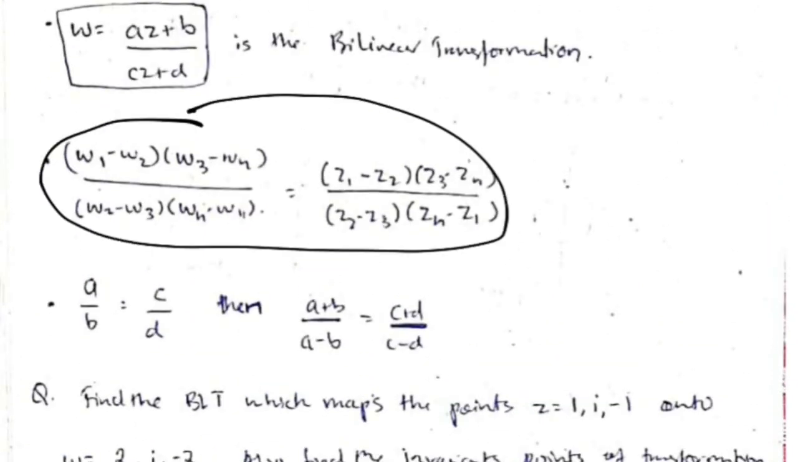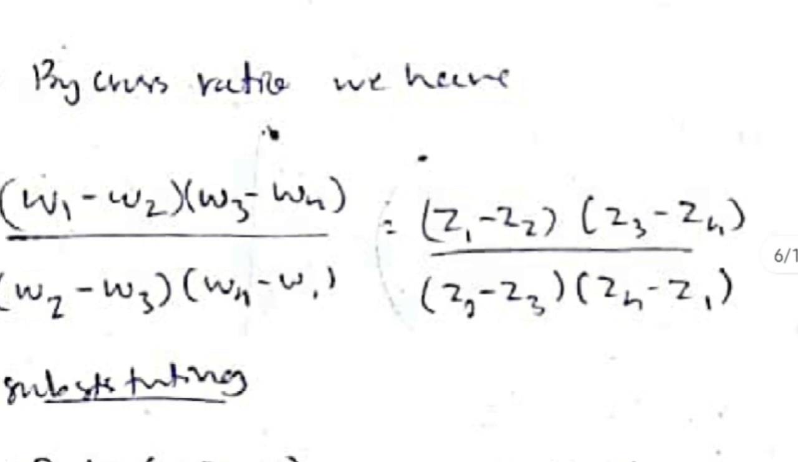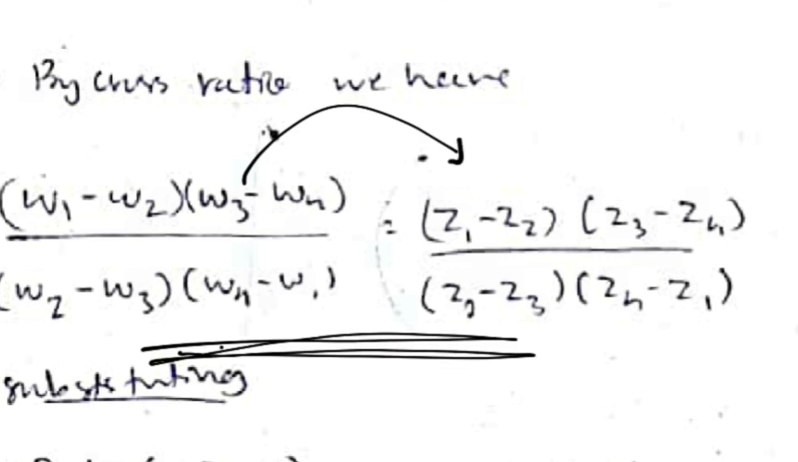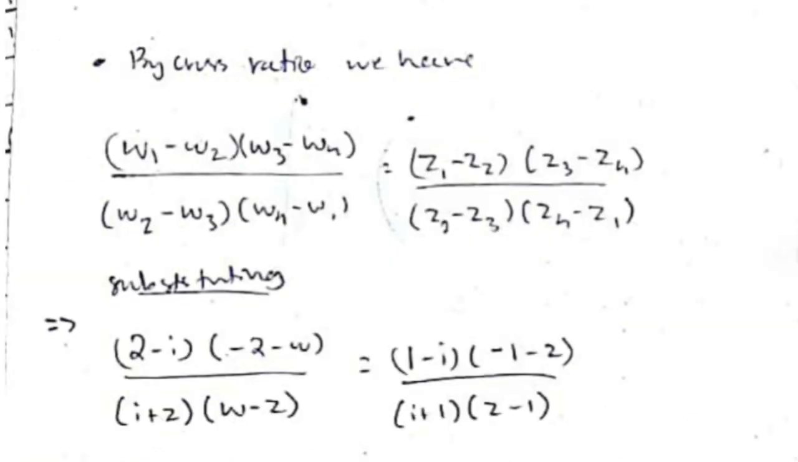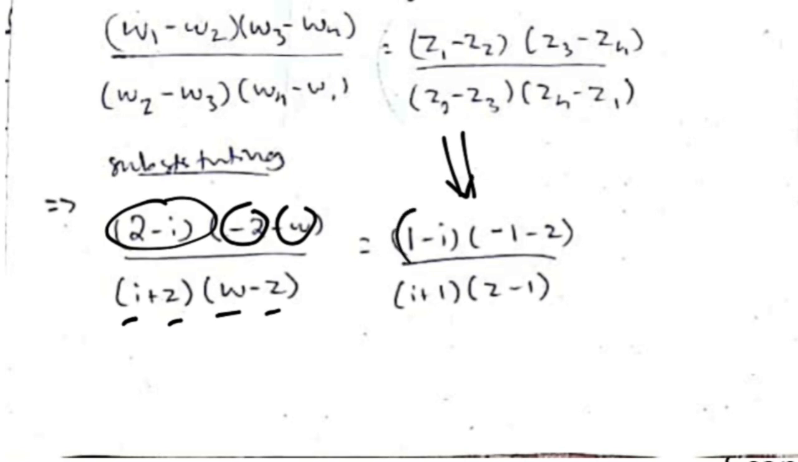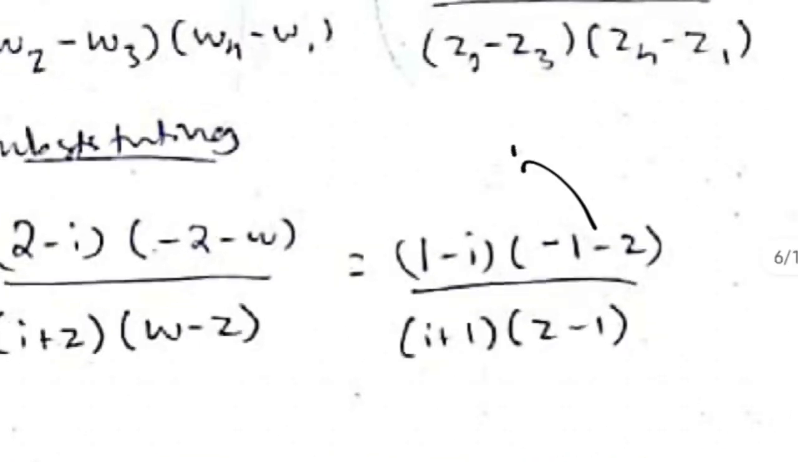In this formula, we will be subtracting: w1 minus w2 into w3 minus w4 divided by w2 minus w3 into w4 minus w1. The same thing we will be doing for z also, and we will be writing the equation in this form. After substitution of the given values, we will be obtaining this equation: 2 minus i into minus 2 minus w divided by i plus z into w minus z. The same thing we have done here also: 1 minus i into minus 1 minus z divided by i plus 1 into z minus 1. Try to simplify, take the minus sign outside from both of these, and you can cancel here. And try to arrange the terms in the same form.